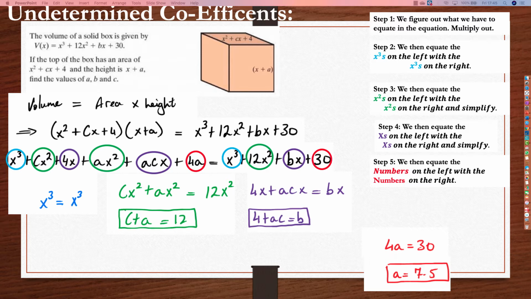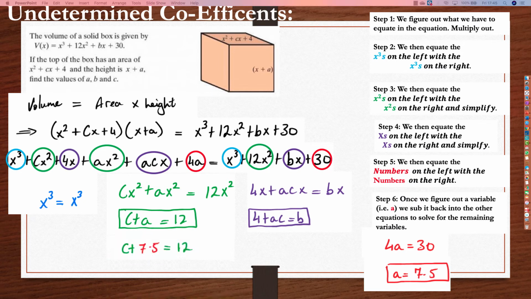Right, Stevie, what are we going to do next? Start subbing it in. So we're going to sub 7.5 into that first one. You're left with c plus 7.5 is equal to 12. Move over your 7.5 because we figured out what it was over here. c is equal to 12 minus 7.5. c is equal to 4.5.